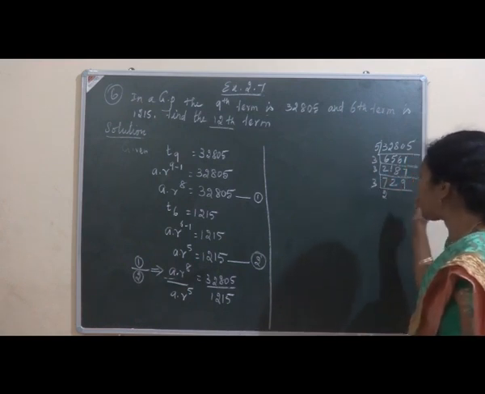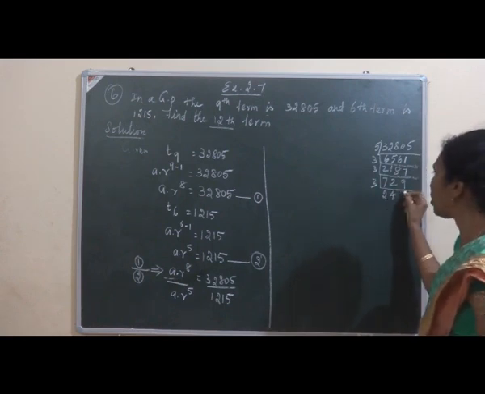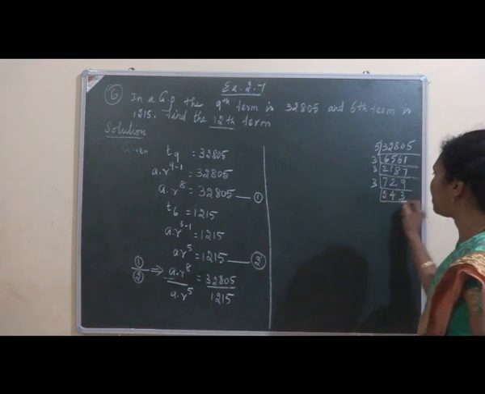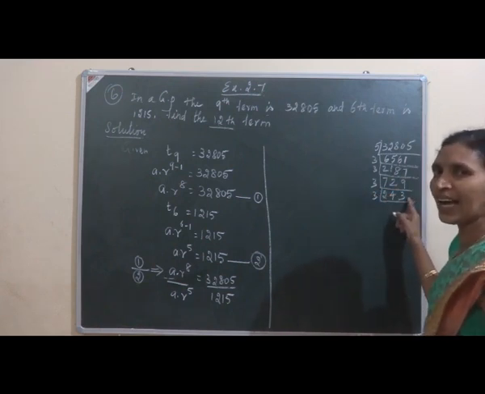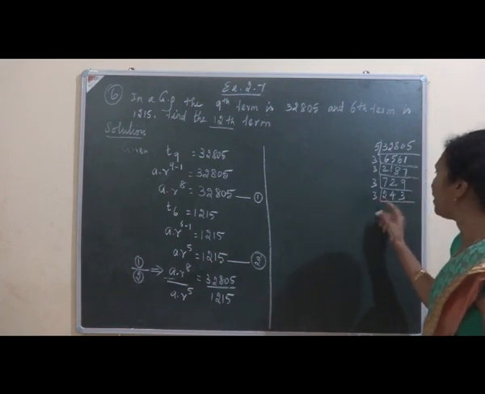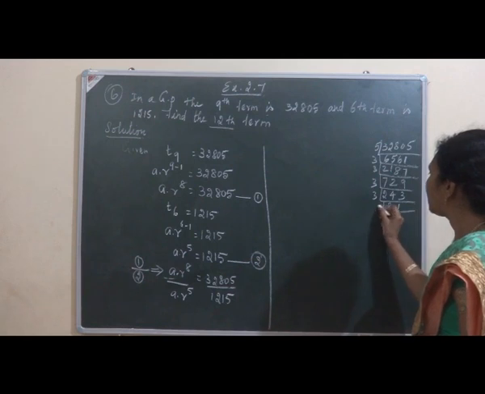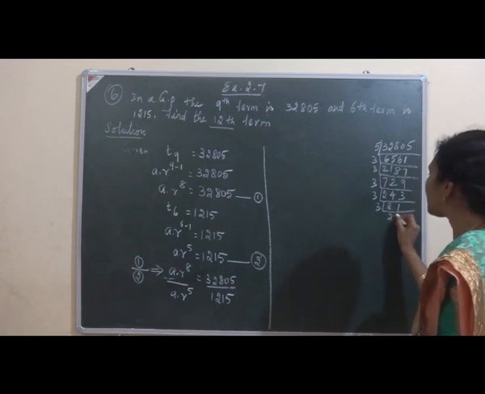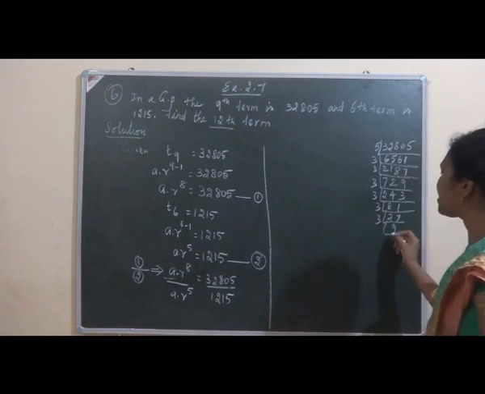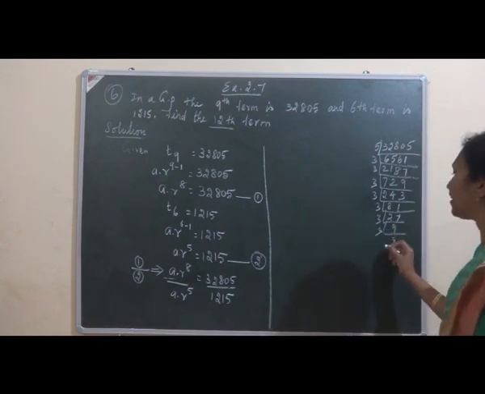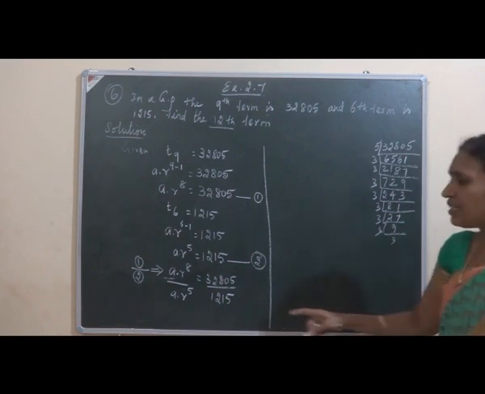That gives 243. Again, 2 plus 4 is 6, 6 plus 3 is 9, and 9 is divisible by 3. That gives 81, then 27, then 9, then 3. Okay.